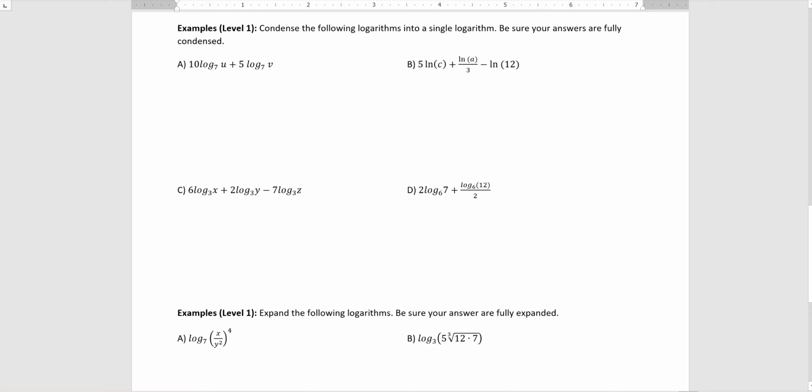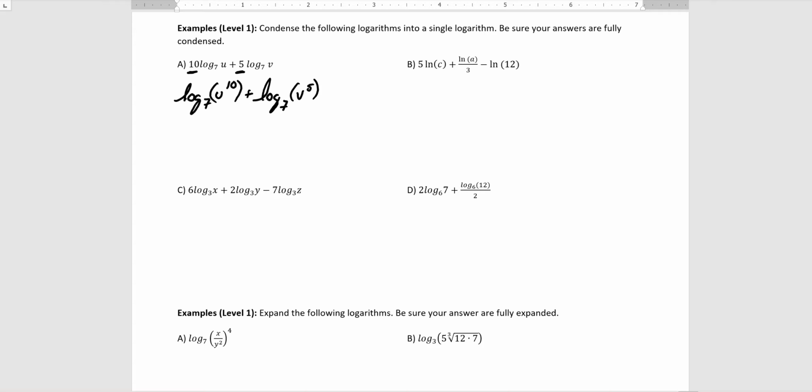10 times log base 7 of u plus 5 times log base 7 of v. Well, first thing I see, I have numbers in front. I have these logs, coefficients, basically. Well, they're going to become exponents. So I'm going to say I have log base 7 of u to the 10th. I like to put that in parentheses, plus log base 7 of v to the 5th.